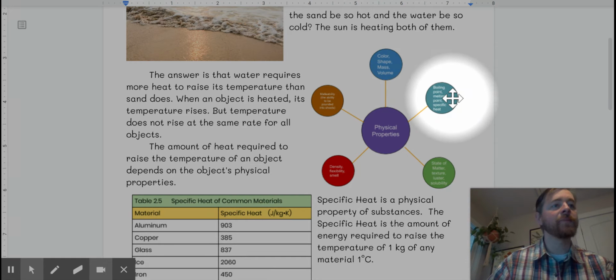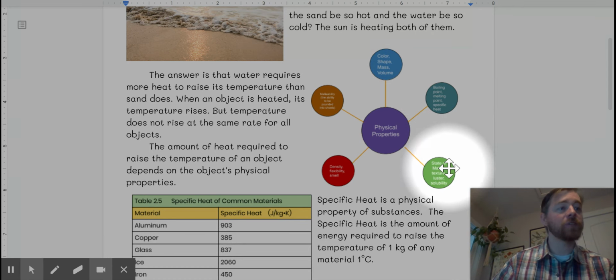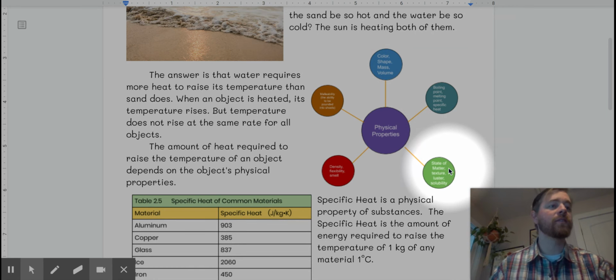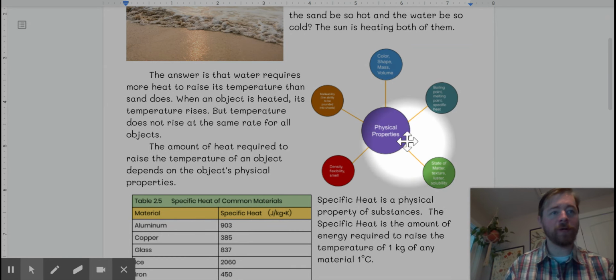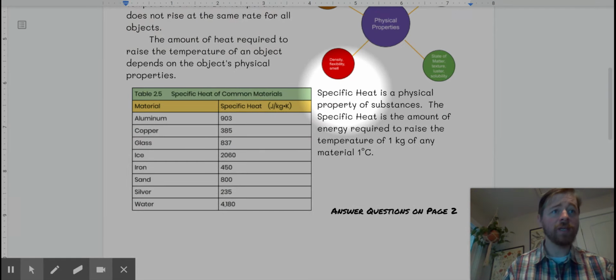We have a nice diagram here. Boiling point, melting point, specific heat, state of matter like solid, liquid, and gas, texture, luster, how shiny it is, solubility, how quickly it dissolves in water. All of these are physical properties. Let's continue. Specific heat is a physical property of substances.